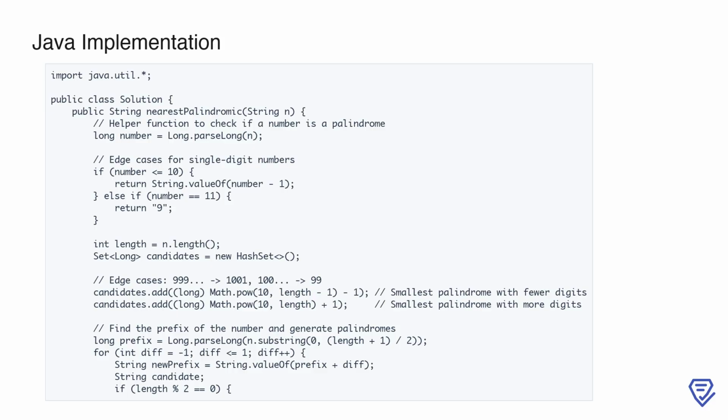Next, we calculate the length of the input number and initialize a set to store possible palindrome candidates. We handle two special edge cases here, numbers like 999, which wrap to 1001, and 100, which wraps to 99. By adding these to the candidate set, we ensure that we account for palindromes with fewer or more digits than the input. After this, we extract the prefix of the number by taking the first half of the digits, which will be used to construct potential palindromes. A loop is then set up to generate palindromes by modifying the prefix by -1, 0, or +1. This ensures that we consider palindromes that are close to the original number.